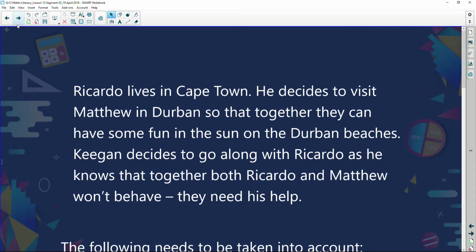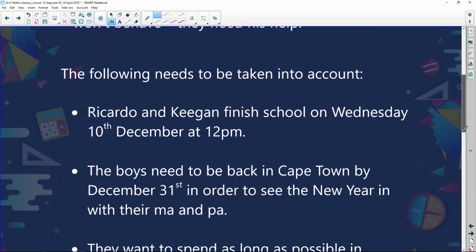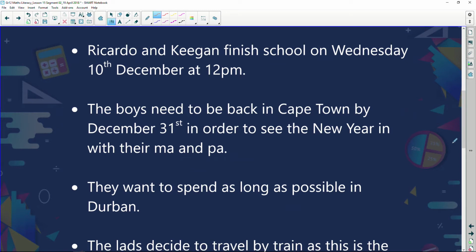Ricardo lives in Cape Town. He decides to visit Matthew in Durban so that together they can have some fun in the sun on the Durban beaches. Keegan decides to go along with Ricardo as he knows that together both Ricardo and Matthew won't behave. They need his help. The following needs to be taken into account. Ricardo and Keegan finish school on Wednesday the 10th of December at 12 p.m. The boys need to be back in Cape Town by December the 31st in order to see the new year in with their ma and their pa.